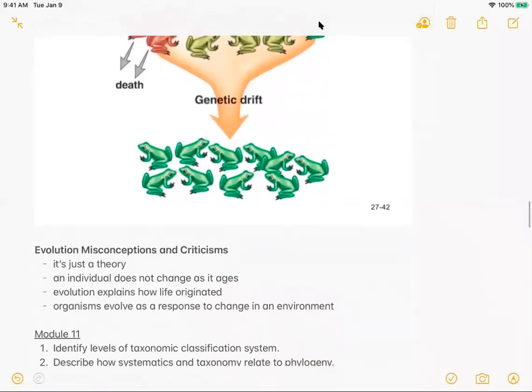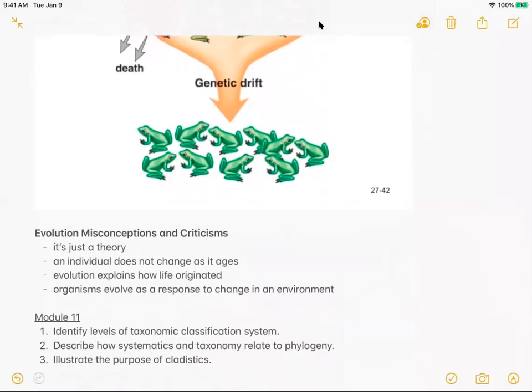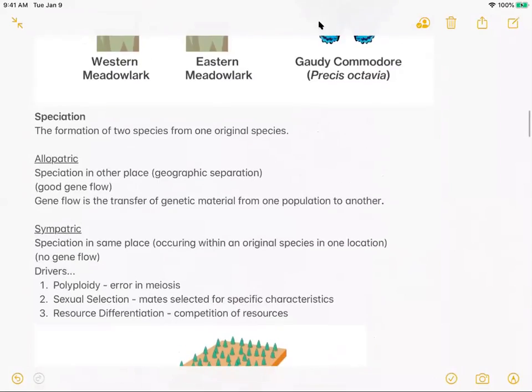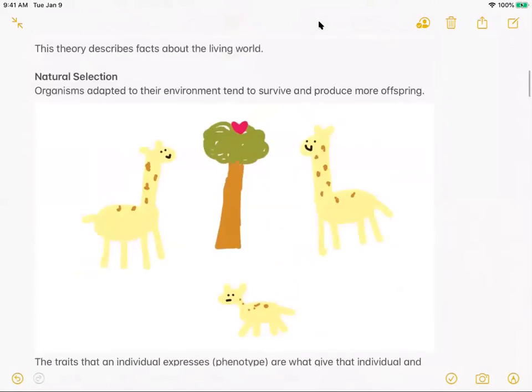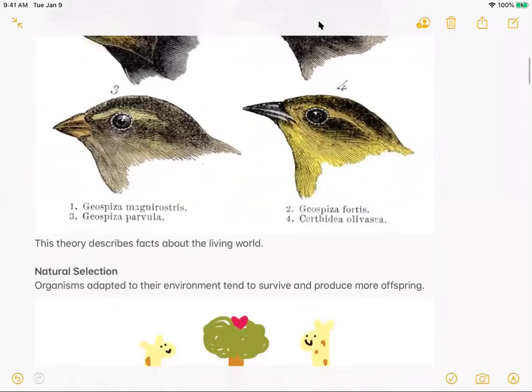And then lastly, in this module, we cover evolution misconceptions and criticisms. These are all misconceptions. These are all not true. I would definitely know all of these. Evolution is not just a theory. As I said before, this theory describes facts about the living world.